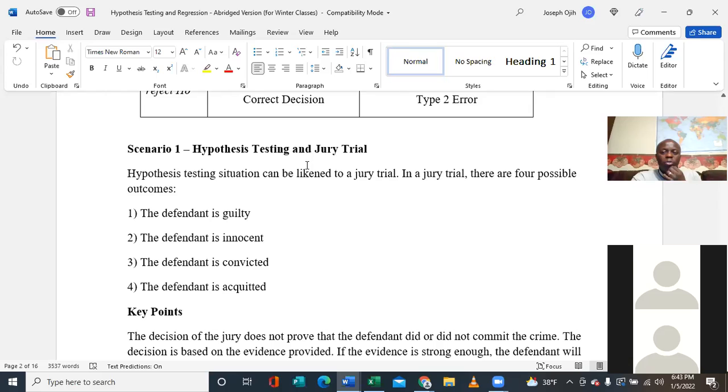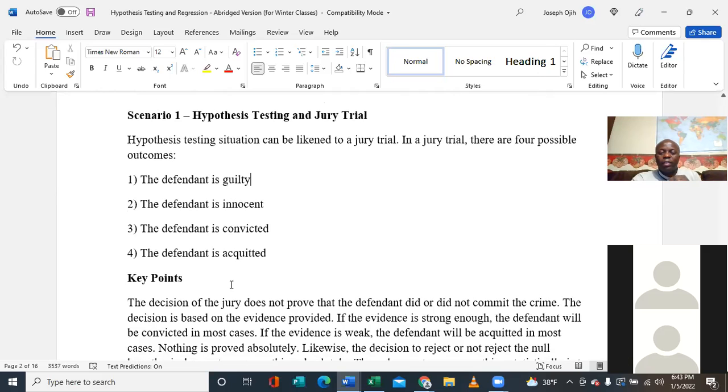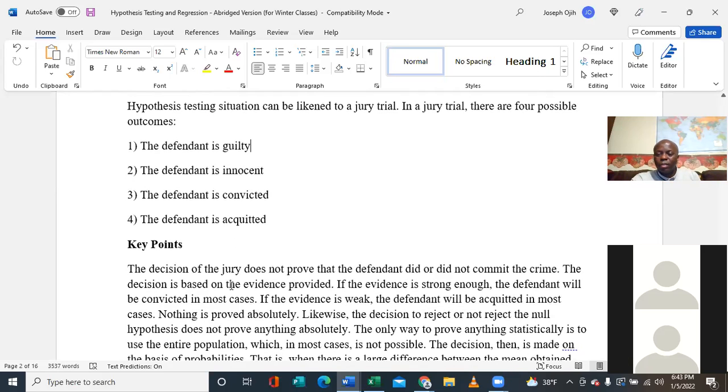hypothesis testing. In the jury trial, there are 4 possibilities. The defendant is guilty. The defendant is innocent. The defendant is convicted. The defendant is acquitted. Now, the decision of the jury does not prove that the defendant did it or not. The decision of the jury is based on the weight of the evidence presented.